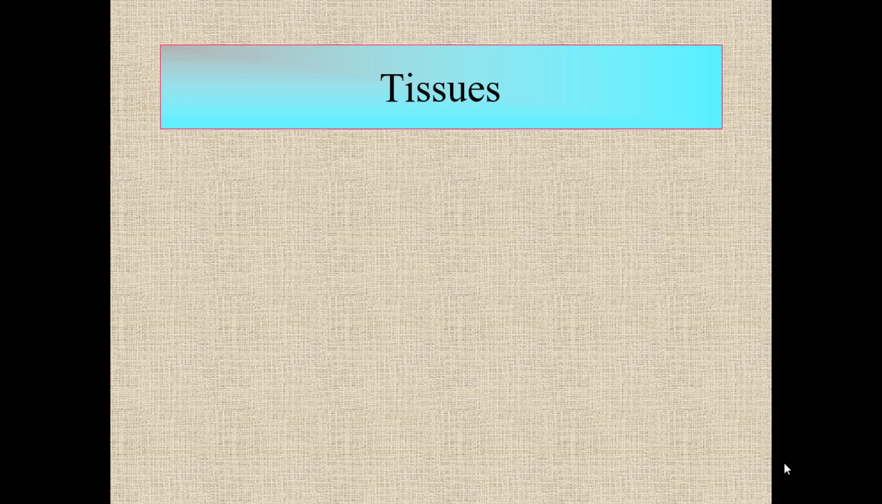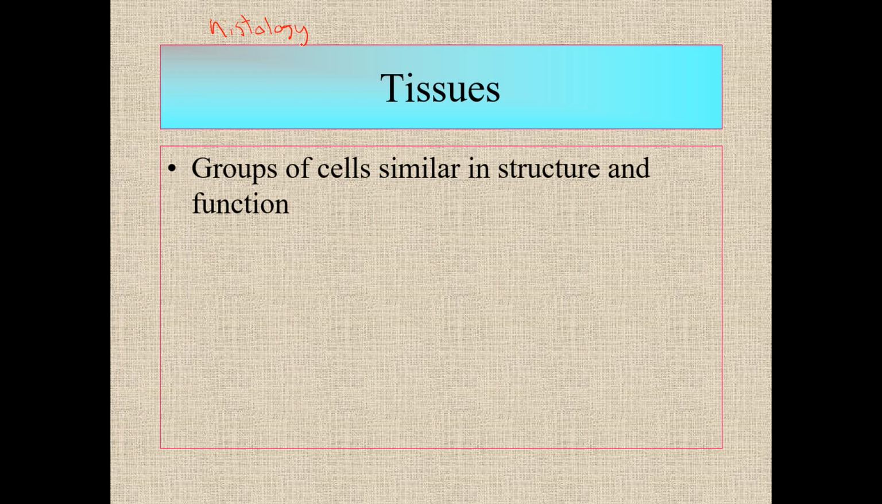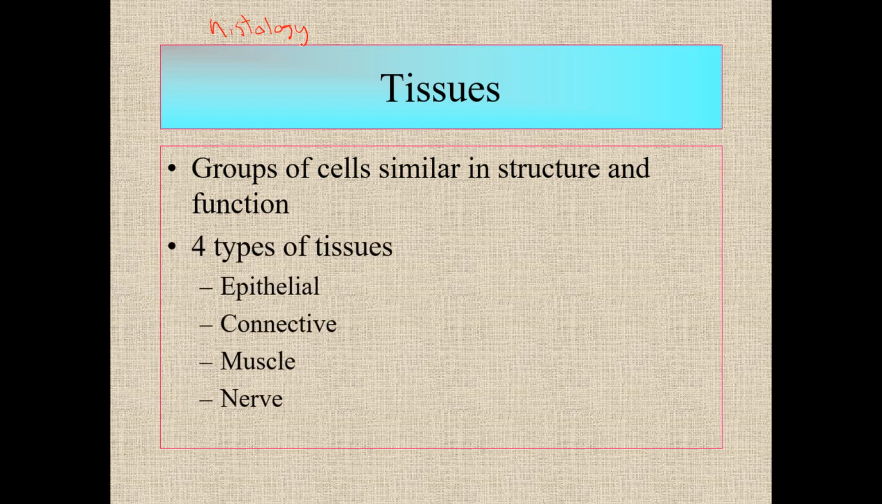First, the study of tissues, just as a refresher here. The study of tissues is called histology. So that's what we're really going to be taking a look at, this histology. The definition of tissues: a group of cells similar in structure and function. And for the human, everything can be broken down into 4 tissue types. We have epithelial, connective, muscle, and nerve.